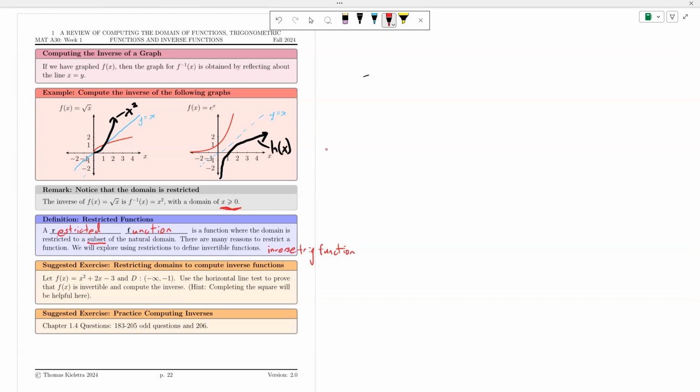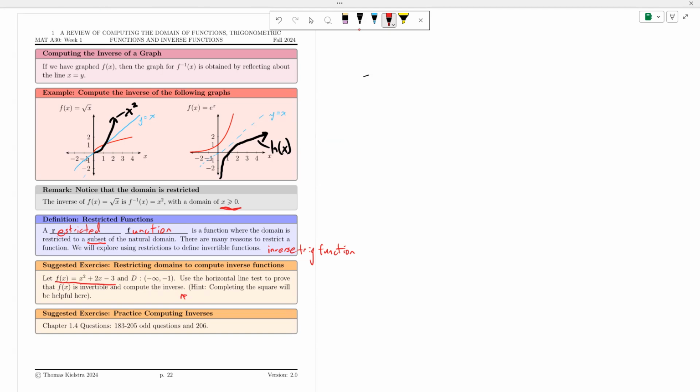Okay? Now, here, if I take this function here, and I restrict its domain from minus infinity to -1, use the horizontal line test to prove that it is invertible. And additionally, compute the inverse. Okay? So this function here is invertible and it has an inverse. Okay?